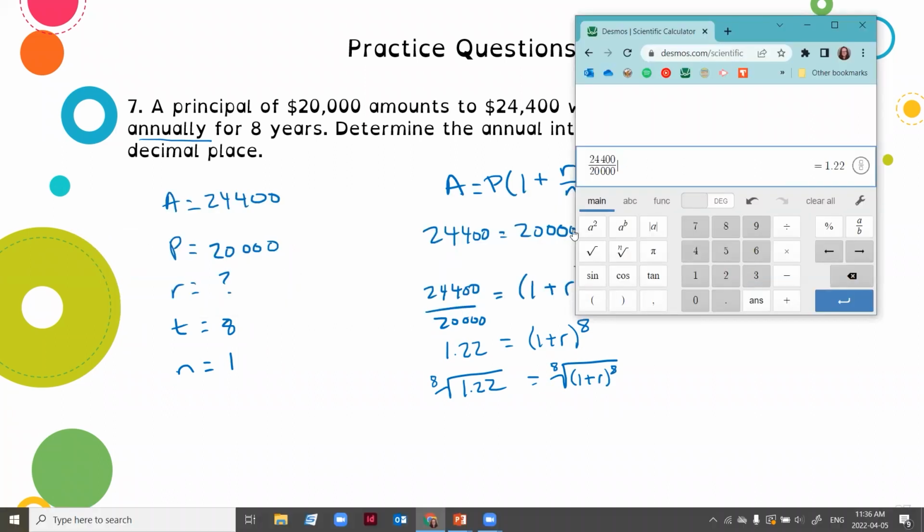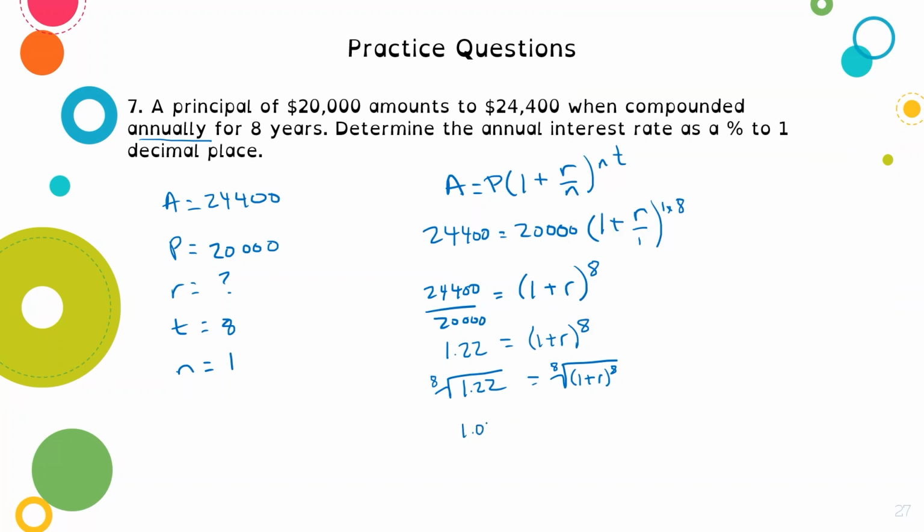So this time we have to do some steps in between in order to calculate this. So the eighth root of 1.22, you have to figure out how it works for your calculator, is 1.025. 1.025 equals 1 plus r. So we're going to subtract 1 from each side to get r. So 0.025 is equal to r. So that means that 2.5% is what our interest rate is.